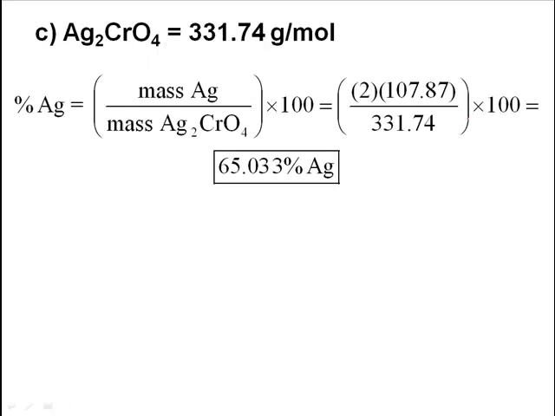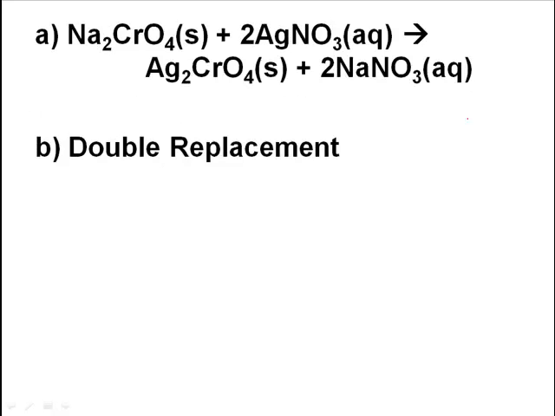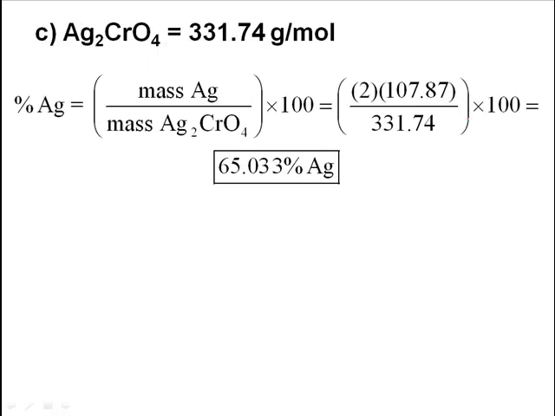So with this information, to get the percent composition of the silver, here we go. You take the mass of the silver divided by the mass of the silver chromate times 100. You've got, again, 2 moles of the silver there. So that's why it would be 65.033% silver. Yes, sir? Since the oxygen only has 4 sig figs, shouldn't it only have 4 sig figs as well?